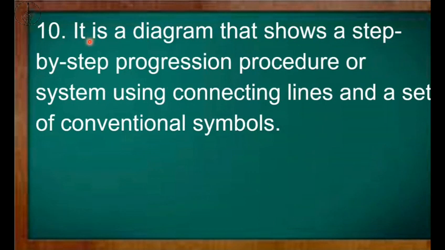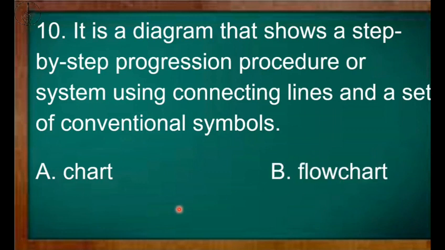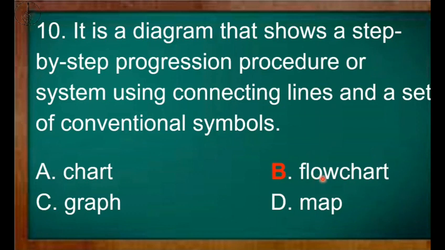Number 10. It is a diagram that shows a step-by-step progression, procedure, or system using connecting lines and a set of conventional symbols. A, chart, B, flowchart, C, graph, D, map. Correct answer is B, flowchart.